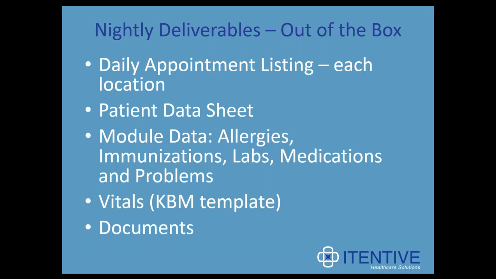So within ChartGuard, what do you get? Well, we provide each location's appointment listing so that you know who's coming in, what they're coming in for, who they're coming in to see, and what time the appointments are. Within the patient chart itself, you get the demographic information, and then you get the module information as far as the allergies, the immunizations, the labs, the medications and problems. You get the vitals, and you get documents that are generated as well.